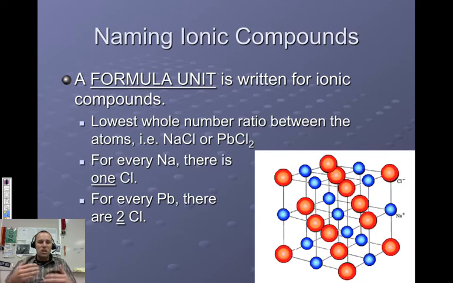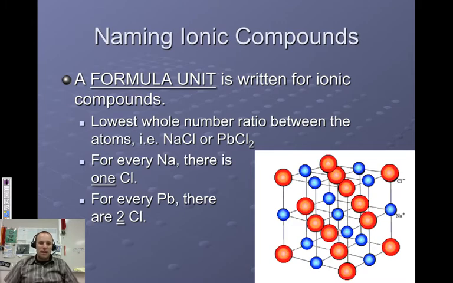the lowest ratio. You don't basically say all of the numbers of atoms that are there. You say what's the ratio of them. So for instance, sodium chloride, for every one sodium, there's one chlorine. So that's why the formula is NaCl. It wouldn't be Na2Cl2 because that's not the lowest ratio.